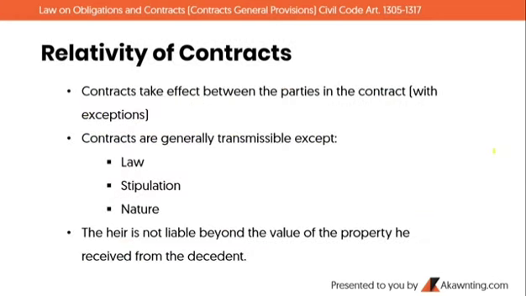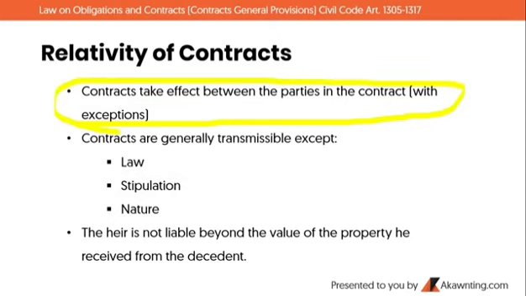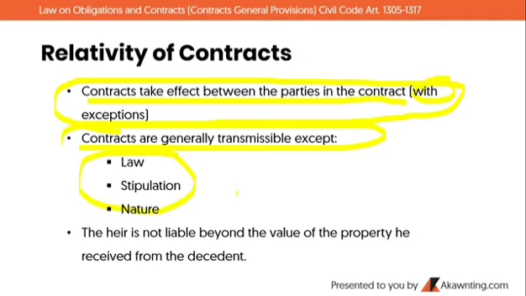Okay? So ayan. What are the key points? Yun nga nabanggit na natin. Yung key points na nakuha natin from the previous slide is contracts take effect between the parties in the contract only. However, there are exemptions which will be discussed later on. Okay? And nandito rin, contracts are generally transmissible. Okay? Unless they are made intransmissible by law, stipulation, or by nature. Okay? So, for example, what are the contracts that are not transmissible according to law?